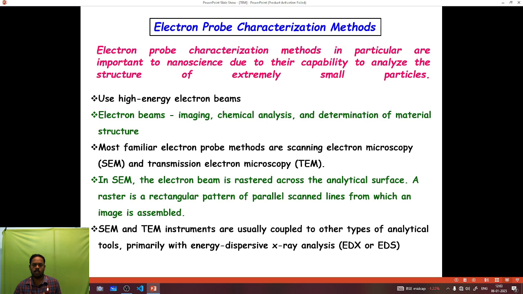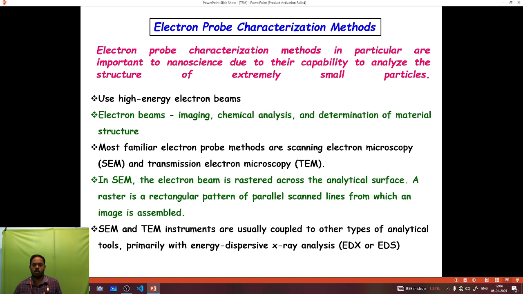Both techniques, the electron probe methods, use high energy electron beams. The electron beam energy or the acceleration voltage may be different for the scanning electron microscope and the transmission electron microscope. The transmission electron microscope, of course, uses a high acceleration voltage, for example in the range of 200 to 500 kilovolts, whereas in scanning electron microscopy, around 50 kilovolts acceleration voltage is used. Those details we have seen already.